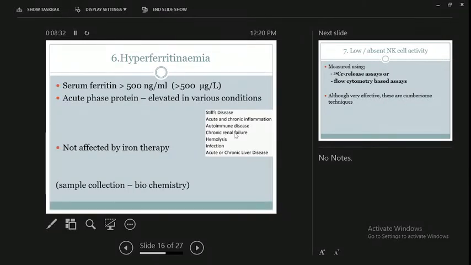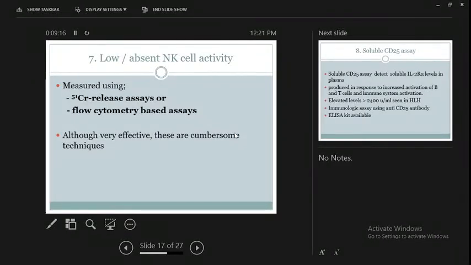Actually, the cutoff given is more than 500 nanograms per milliliter. Serum ferritin is an acute phase protein. It is elevated to this degree or even further elevated due to various other disease conditions. Right? And usually the cases we see have ferritin levels much higher than this cutoff if it's HLH. And this is not affected by iron therapy. There is a misnomer that ferritin level is affected by iron therapy. It's not affected. And sample collection will be again discussed by Dr. Dulani.